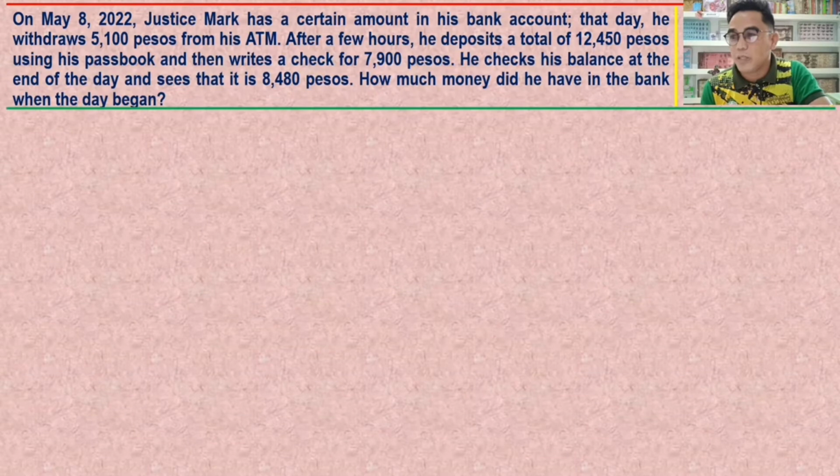Problem number 2. On May 8, 2022, Justice Mark has a certain amount in his bank account. That day, he withdraws 5,100 pesos from his ATM. After a few hours, he deposits a total of 12,450 pesos using his passbook and then writes a check for 7,900 pesos. He checks his balance at the end of the day and sees that it is 8,480 pesos. How much money did he have in the bank when the day began?